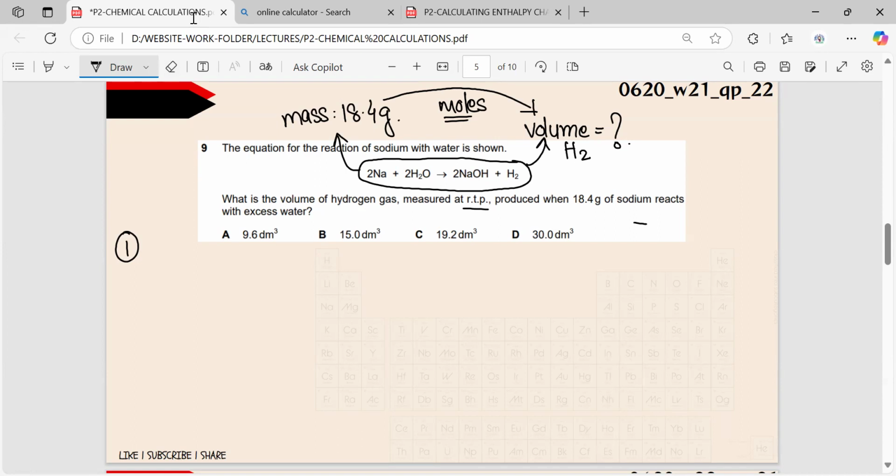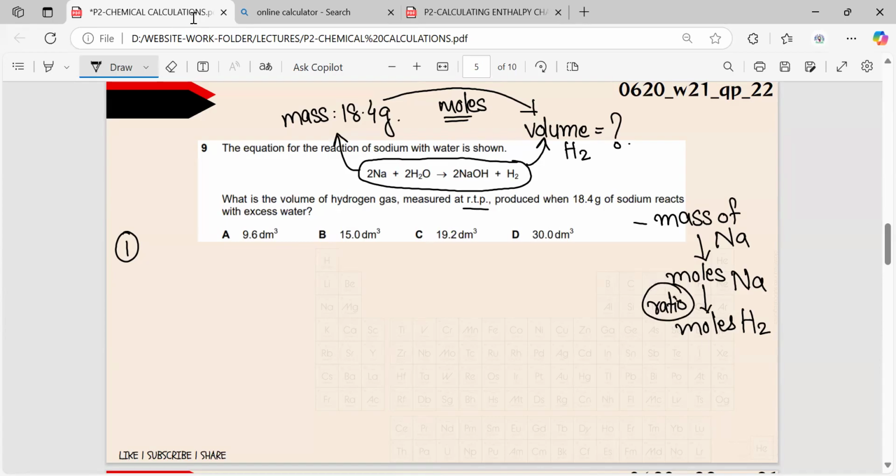The first step will be that from the mass of sodium, we will find the moles of sodium by using the formula. Then from the moles of sodium, we will find the moles of hydrogen gas by taking the ratio. From the moles of hydrogen, we will find the volume of hydrogen, again by using the formula. So these are the 3 steps which we have to follow in this type of question.